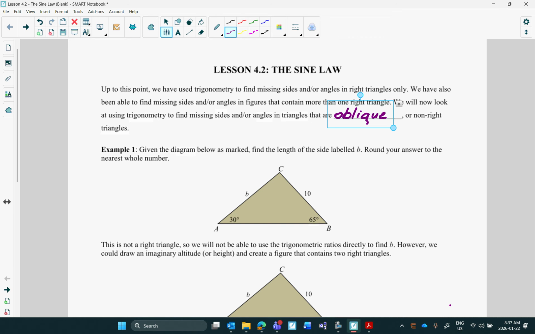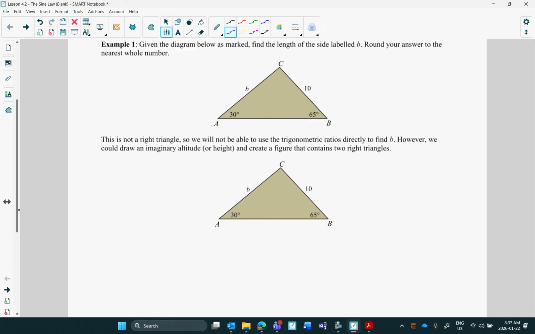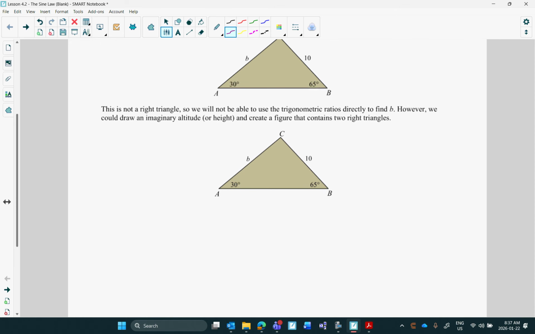Well, it is possible to use right triangle trig if we took this non-right triangle, drew an altitude or a height, and created two right triangles. We did this last year, because we did trig with two right triangles. We could focus on this blue one here, and we could find the missing height using right triangle trig.